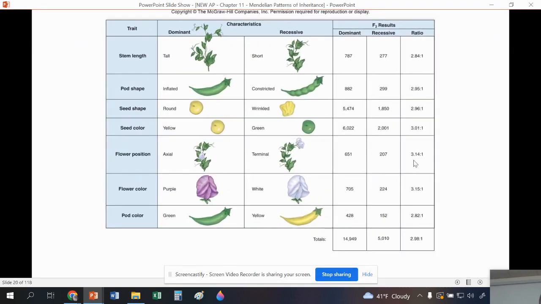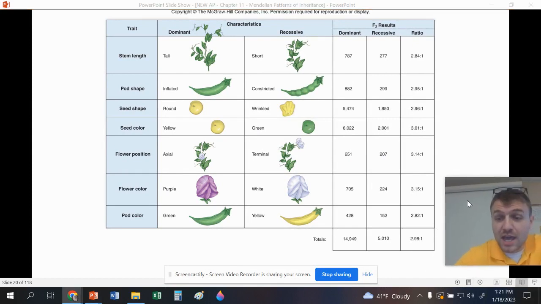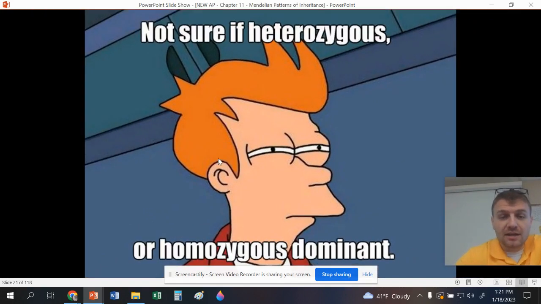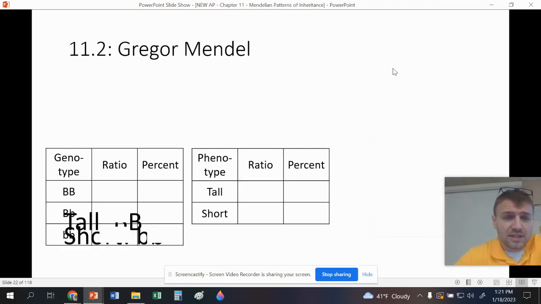Now, he wrote about this in his data. You can see his data matched this 3-1 ratio. And it's not perfectly 3-to-1, but it's very close. And that's because, again, he took a lot of data. It took many years to look at this. And now, he wasn't sure if it was heterozygous or homozygous dominant, but he didn't know these words. Again, they didn't really know about cells yet. There was still a lot of genetics that just wasn't worked out.